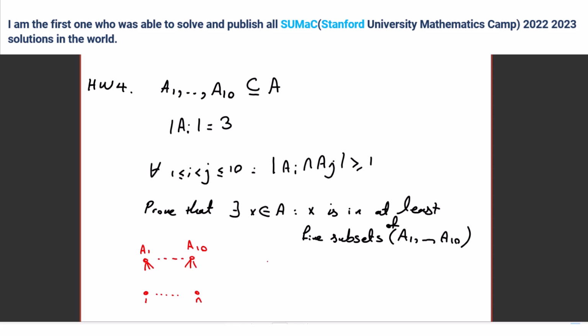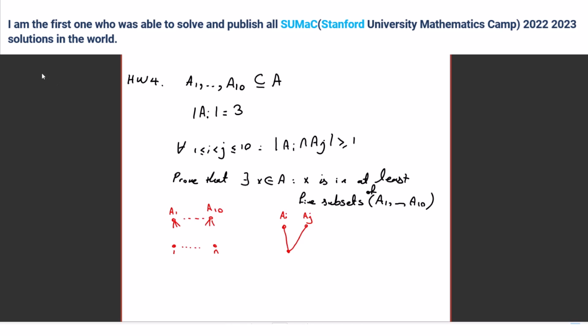A_i intersect A_j for all of them is at least 1. And it says prove that there exists an element that is in at least 5 subsets.